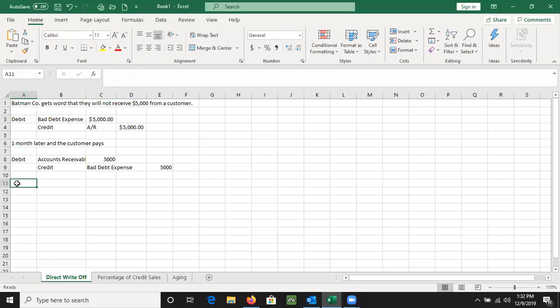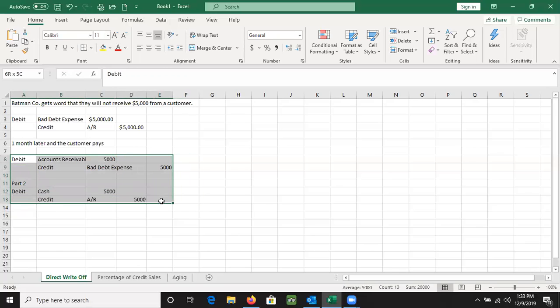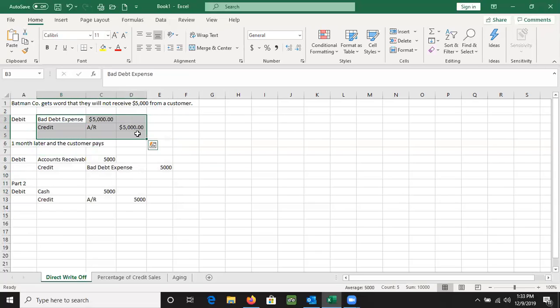And then part two, recognize it just like you normally would a collection. So you're going to debit cash, 5,000, and you're going to credit accounts receivable, 5,000. This only happens if the customer pays after you write off their account. You only write off their account if you get word that they will not pay the money. Okay? That's it for this method.